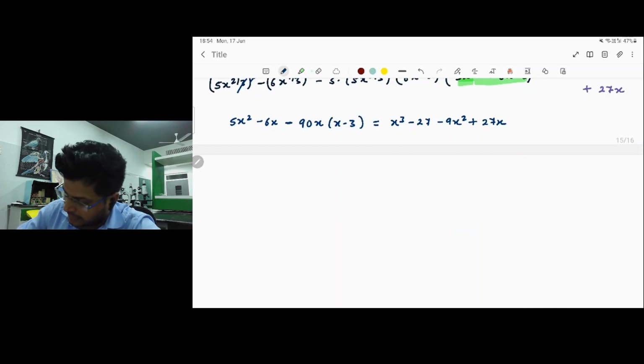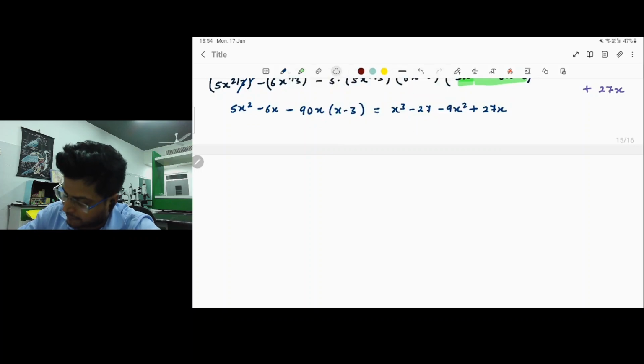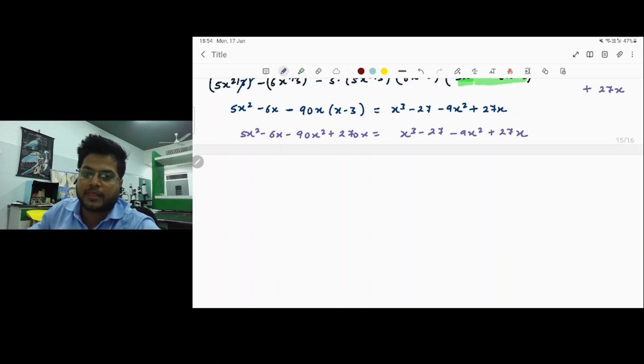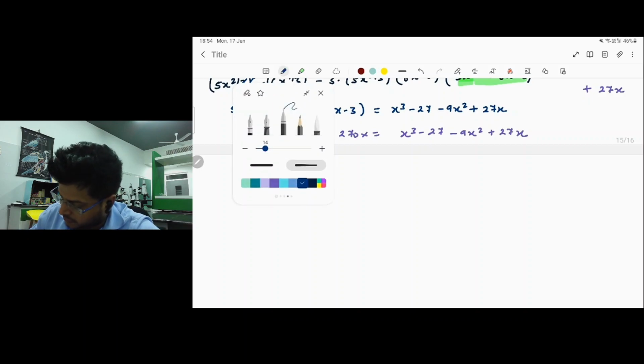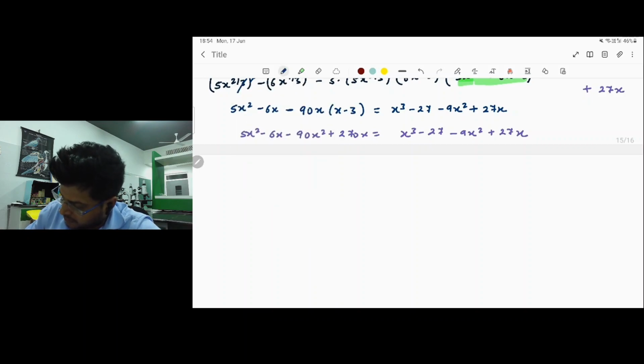Okay, one more step I can do here in case somebody may have difficulty. This is 5x square, this is 6x, this is 90x square, and this is 270x equals, these guys are as they are, happy, having no complication at all. Now bring on the right side. So when you bring on the right side, what will you get? You will get x cube.